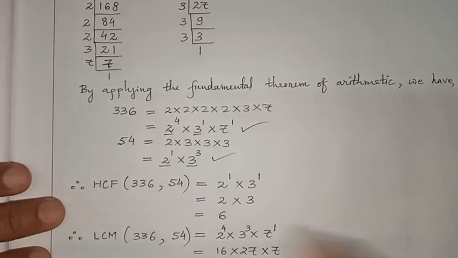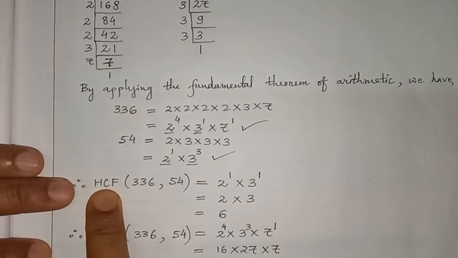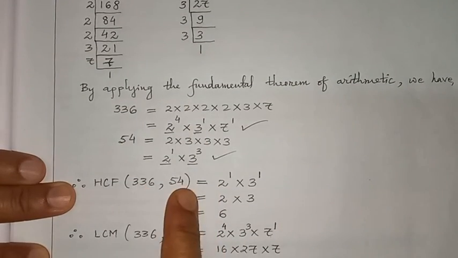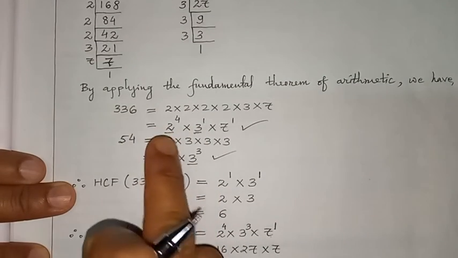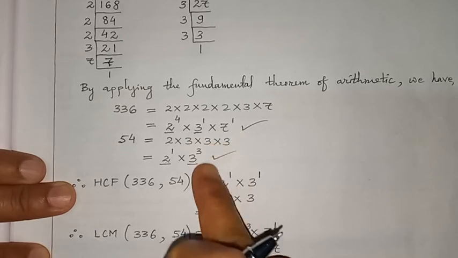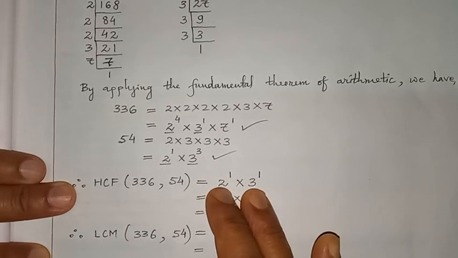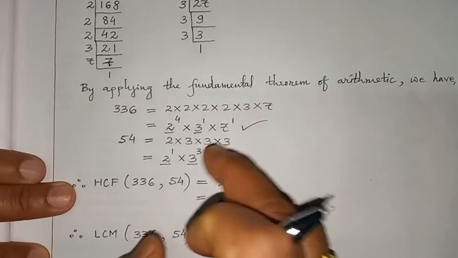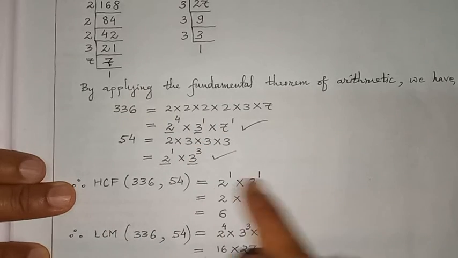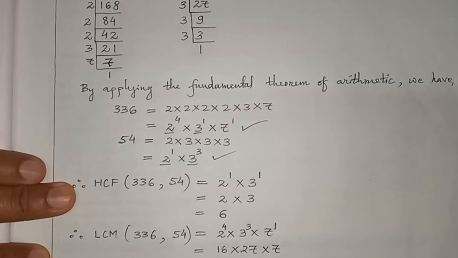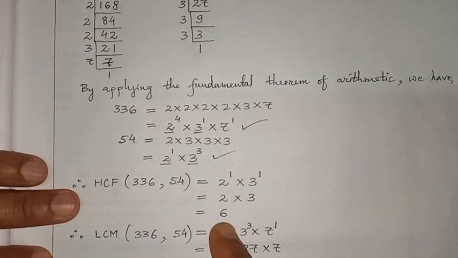Then, to find the HCF of these two given numbers, we write only the common prime factors. That's why we have marked 2 and 3, which are common. 7 is not marked because 7 is not common. So we write only 2 and 3, and that also with the smaller power. For 2, 4 and 1, 1 is smaller. For 3, 3 and 1, 1 is smaller. So write 2 to the power 1 and 3 to the power 1, and multiply them to get 6. That means the HCF is 6, the highest common factor of these two numbers.